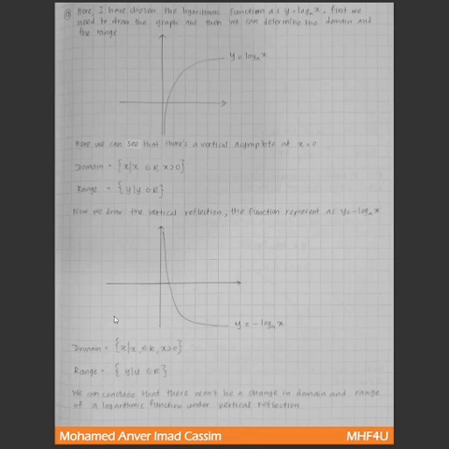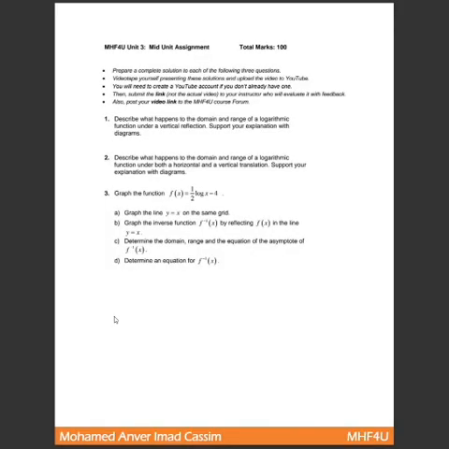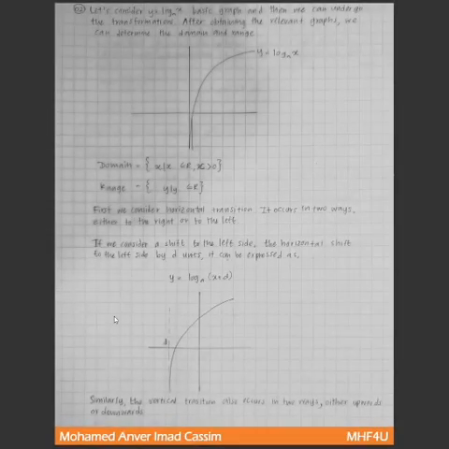So we'll look into the second question. Describe what happens to the domain and the range of a logarithmic function under both horizontal and vertical translation. Support your explanation with diagrams. Let's consider y equals log_a x as the basic graph, and then we can undergo the transformations. After obtaining the relevant graphs, we can determine the domain and the range. The diagram for y equals log_a x is drawn over here, and the domain and the range is given here.